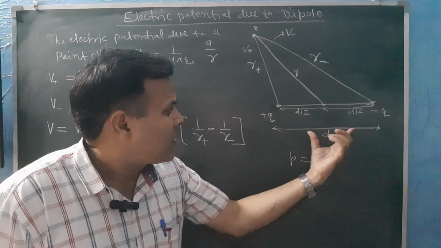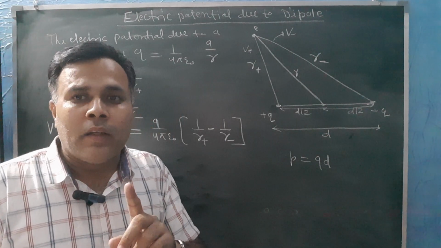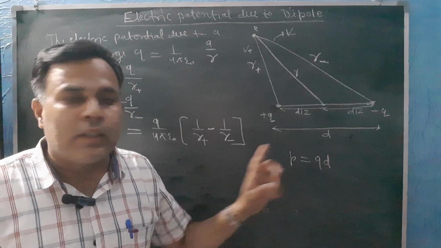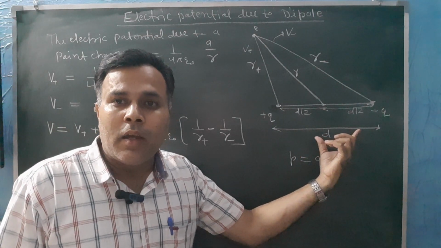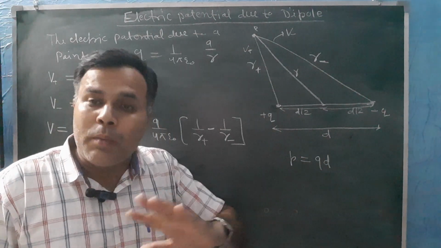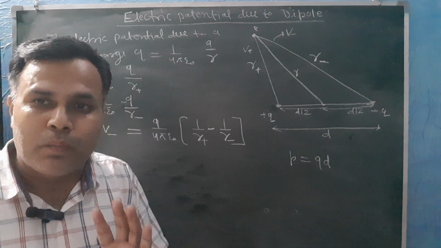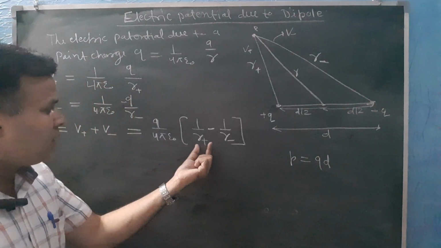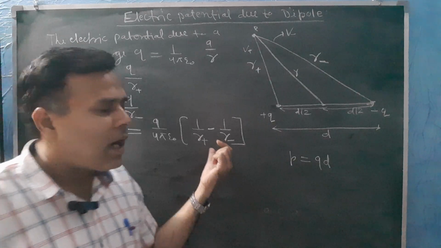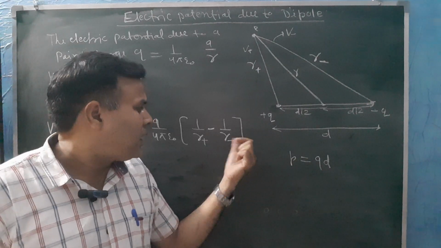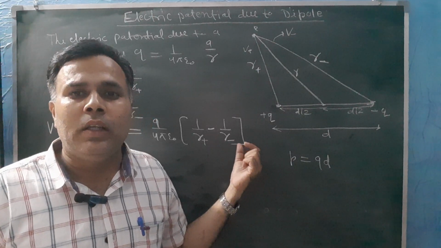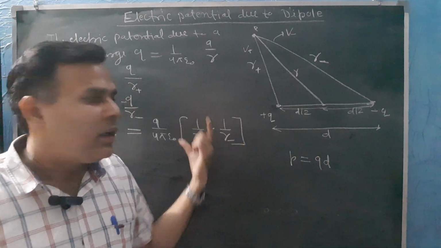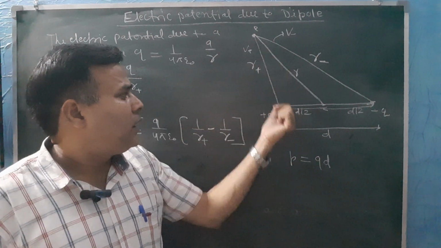Our separation distance is simply d, so whatever be the potential profile corresponding to this separation distance. But if the distance is 2d, then we have a different profile of potential. So just mind it. So this is r plus. If you are able to find out r plus and r minus, then we can easily find out the potential due to this dipole. So how to find out this r plus and r minus?